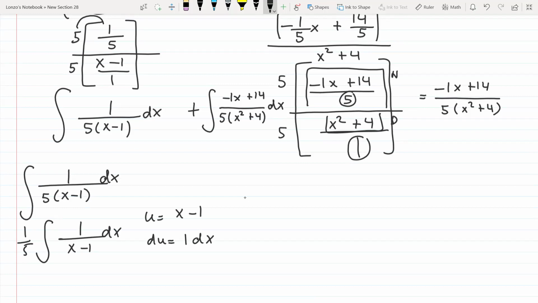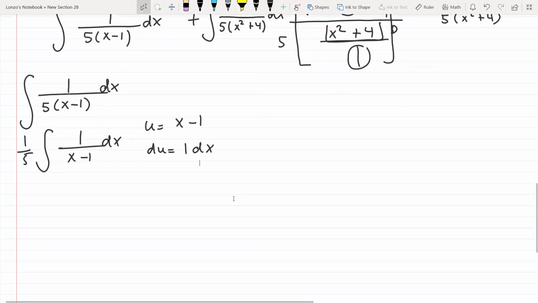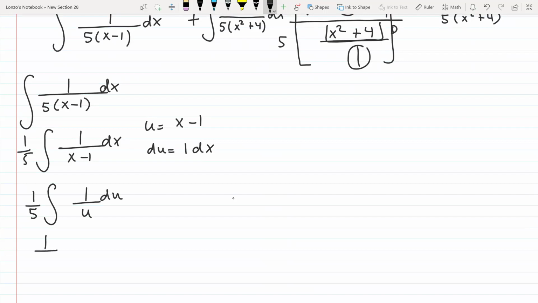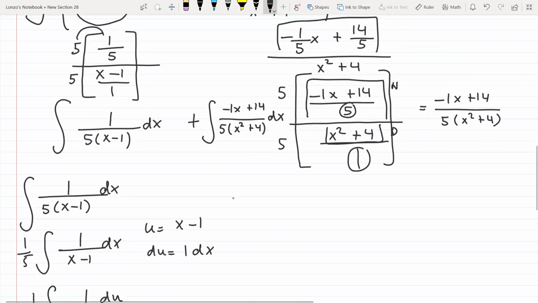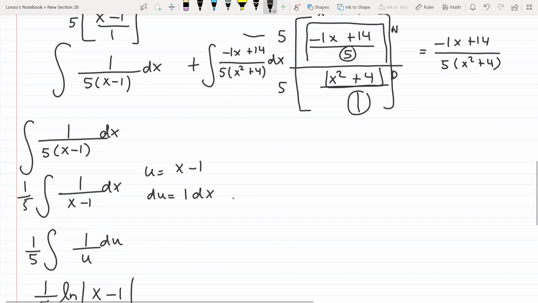Good. I don't have to take anything out. It comes out nicely. So that would be 1/5 times the integral of 1 over u. And then you're going to replace 1 dx with du. Okay. And we know that the integration of 1 over u is ln. So this will be 1/5 ln of absolute value of u, which is x minus 1. Okay. Now, how do we integrate this? So let me rewrite it.